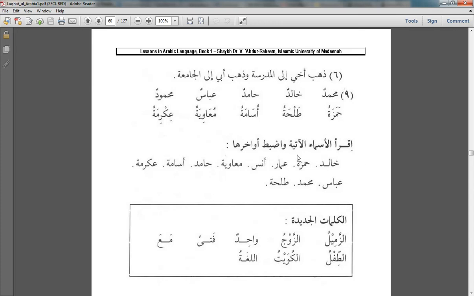اقرأ الأسماء الآتية واضبط أواخرها. Read the following names and put the haraka at the end of them. So basically, you have the regular nouns and then you have the nouns with a ta marbuta. The ta marbuta, the round ta, it does not take tanween. So basically that's how you would say Khalidun, Hamzatu, Ammarun, Anasun, Muawiyatu, Hamidun, Usamatu, Ikramatu, Abbasun, Muhammadun, Talhatu. And then we have the vocabulary that we have already discussed.